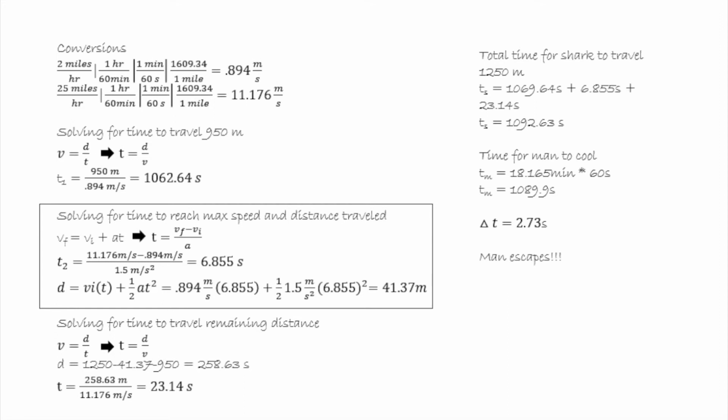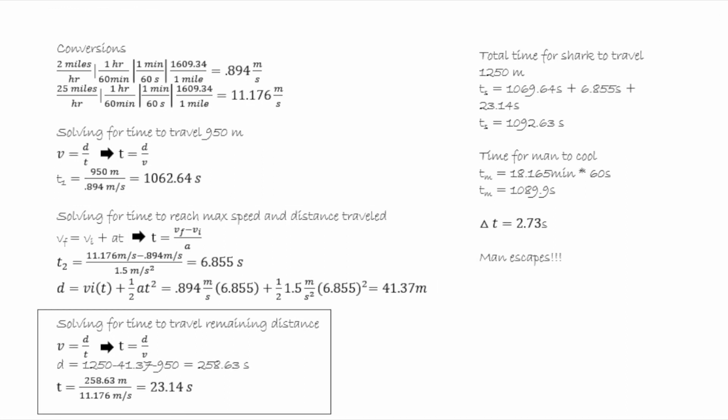We also need to determine how far the shark travels in those 6.855 seconds using d equals vi t plus 1/2 a t squared. This gives us that the shark traveled 41.37 meters. At this point, the shark has taken 1,069.49 seconds. To find how long the shark takes to travel the remaining distance, which was found to be 258.63 meters, we again rearrange v equals d over t. It takes the shark 23.14 seconds to complete the remaining distance.